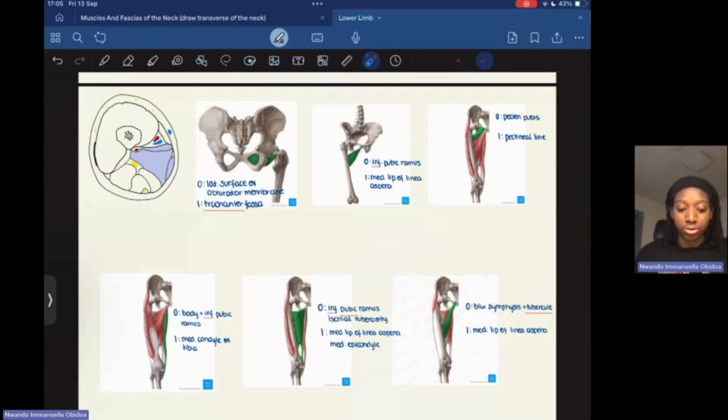All these muscles are involved in adducting the leg, so moving it toward your medial line. And I forgot to mention that the quadriceps femoris and the sartorius muscle are involved in extending the knee, extension of the knee.